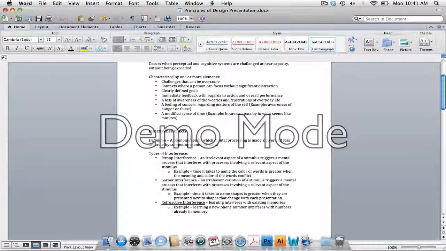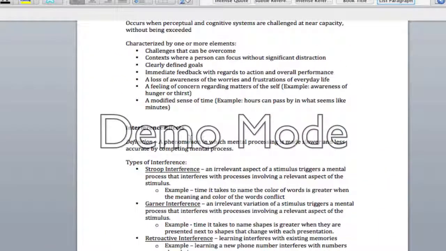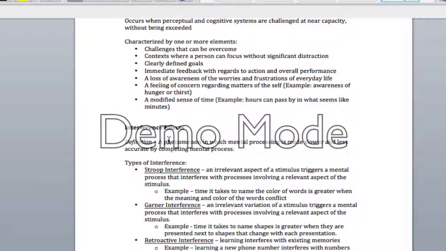My second principle, interference effects, is defined as a phenomenon in which mental processing is made slower and less accurate by competing mental processes.